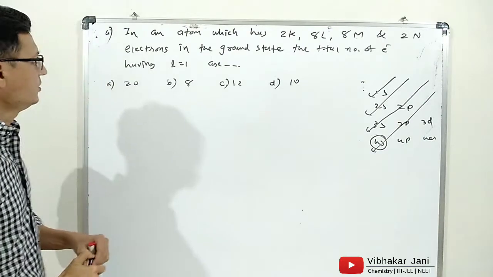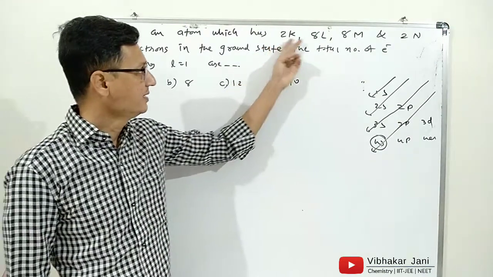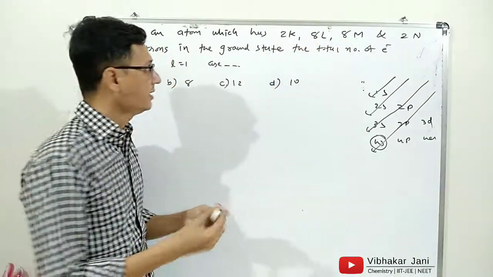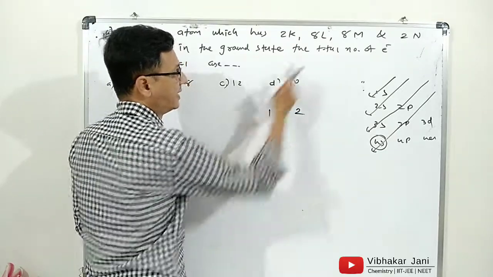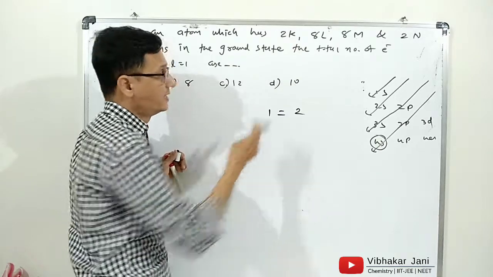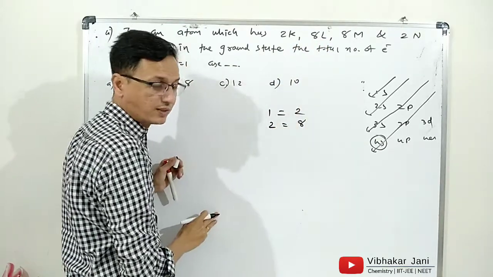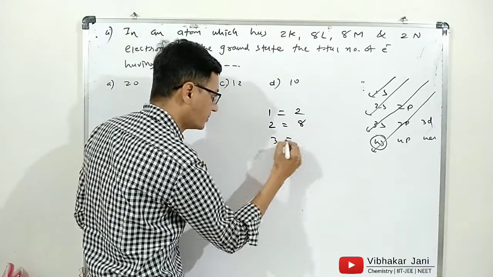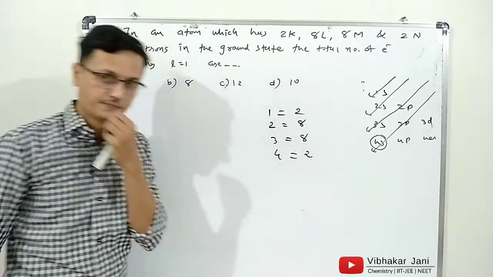Okay, so first of all, here the data is given in this format, 2K. K means first orbit. So here the first orbit contains 2 electrons. L means second orbit, n equal to 2, which indicates L. So the second orbit is having 8 electrons. The third orbit is also having 8 electrons and the fourth orbit is having 2 electrons.